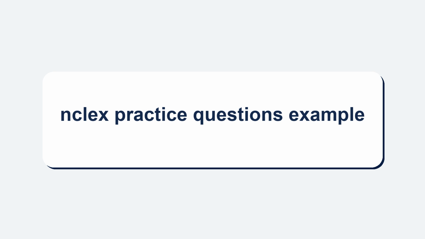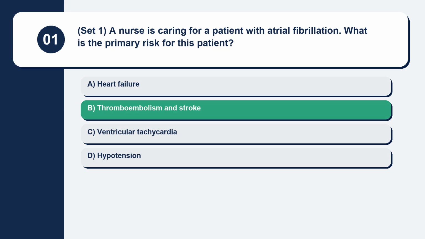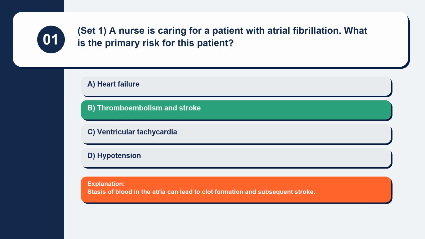NCLEX practice questions example. Question 1. Set 1. A nurse is caring for a patient with atrial fibrillation. What is the primary risk for this patient? Heart failure, thromboembolism and stroke, ventricular tachycardia, hypotension. Stasis of blood in the atria can lead to clot formation and subsequent stroke.